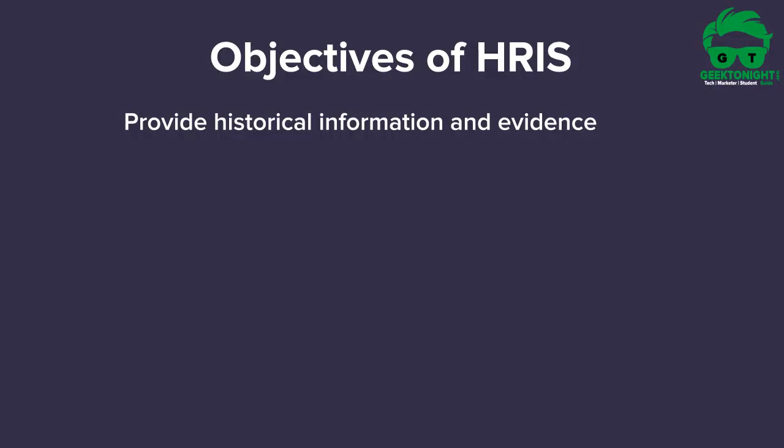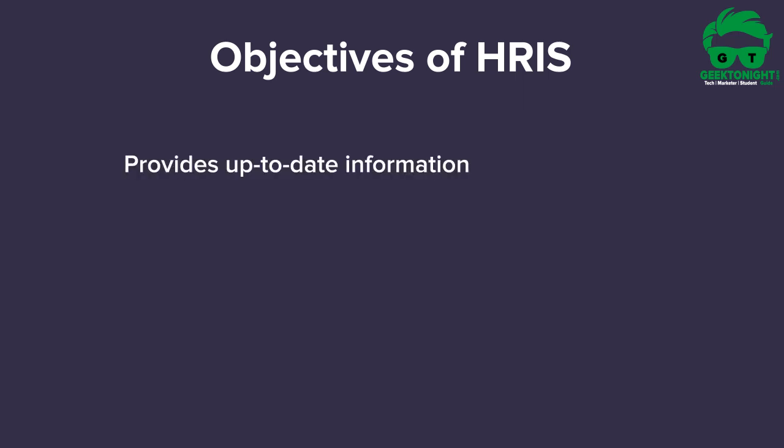The first one, provide historical information and evidence. HRIS is a part of management's information system which keeps track of their employees' data like their joining date, cost incurred on recruitment, their performance record, their feedback, and all other important information which is very necessary for an organization. Provides up-to-date information. The organization keeps each and every single detail about an employee. HRIS is updated every time when an employee joins or leaves the organization. It is updated every day with other important information.